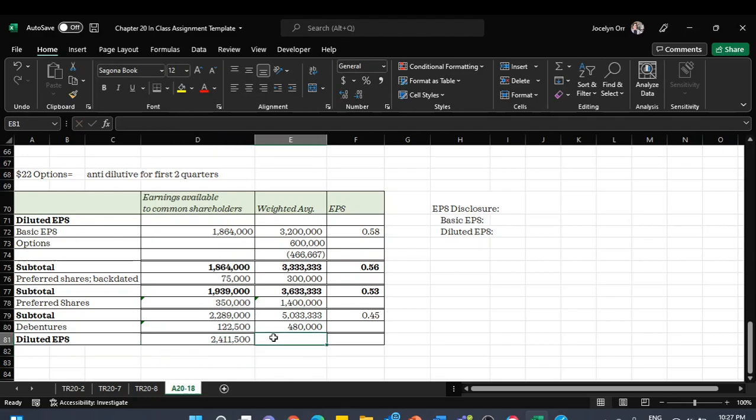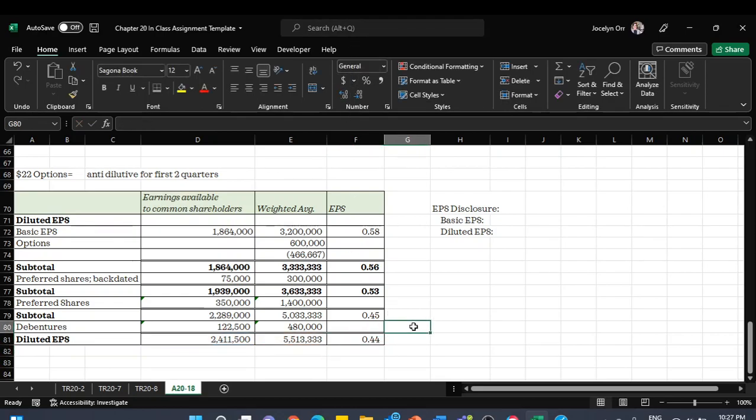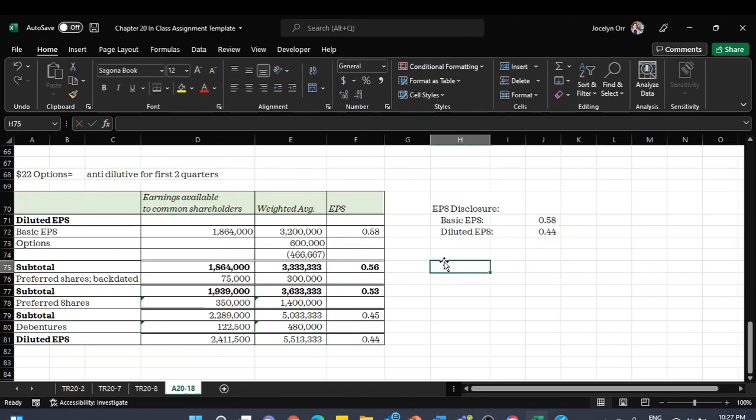Adding all of that together, and all of this together, calculating our new EPS, we now see that our worst case scenario is going to be an earnings per share of 44 cents. Okay, so the EPS disclosure on these statements are basic EPS 58 cents and our diluted EPS 44 cents.